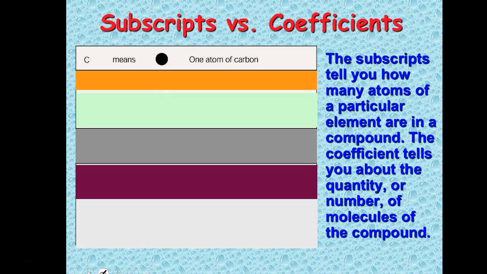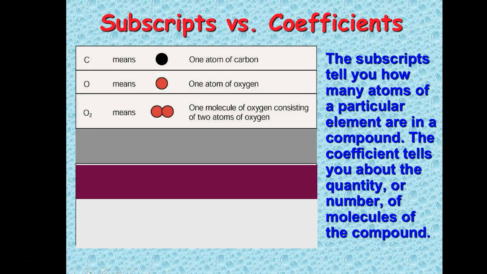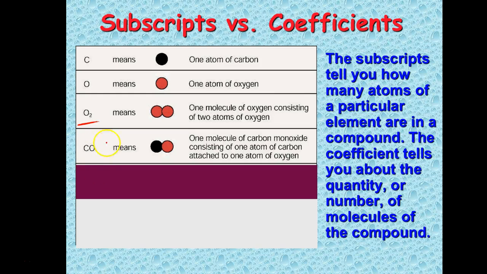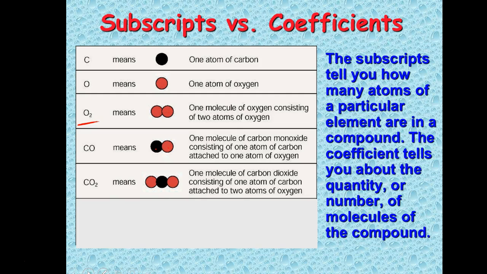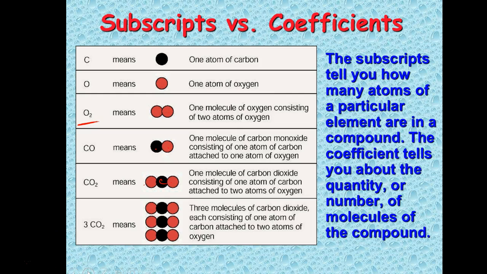Okay, so subscripts versus coefficients. The C by itself means 1 atom of carbon. The O means 1 atom of oxygen. O2 means it's a molecule of oxygen combined, and this is the way oxygen exists in the real world. It's diatomic. It's one of the Brinkelhoff gases. CO means it's a compound of carbon and oxygen bound together to make a molecule of carbon monoxide. CO2 means you've got a carbon and 2 oxygens combined together to make a molecule of carbon dioxide.